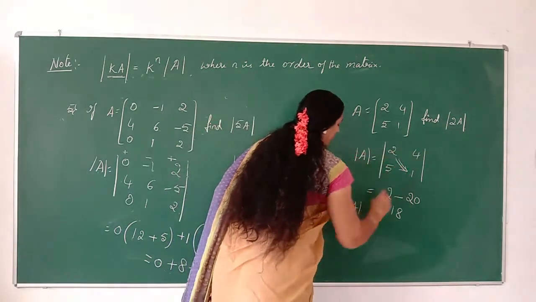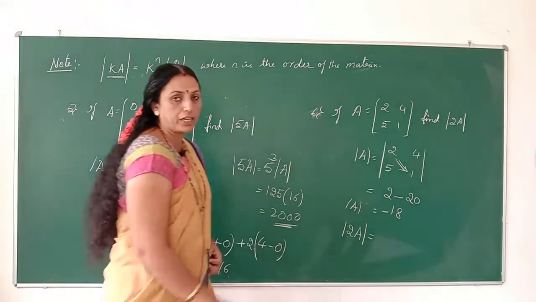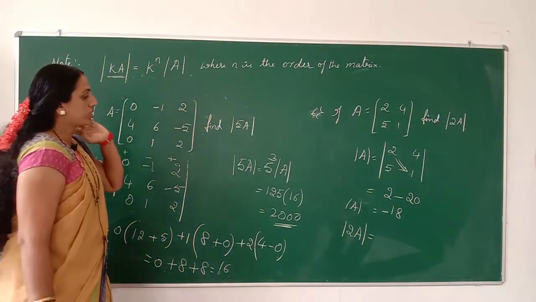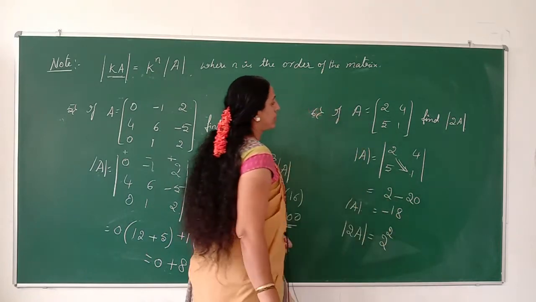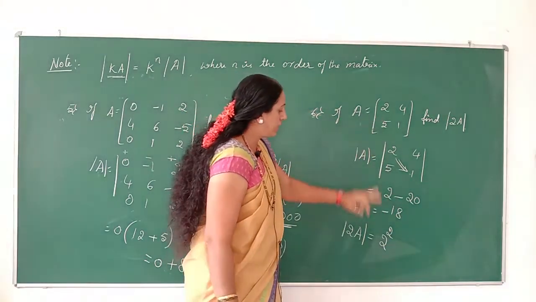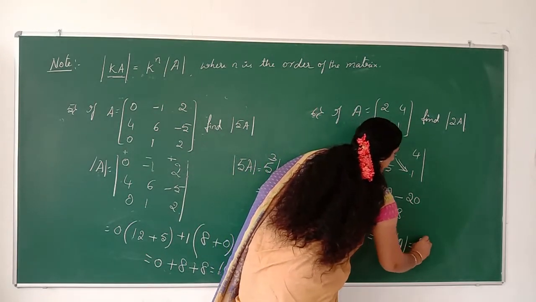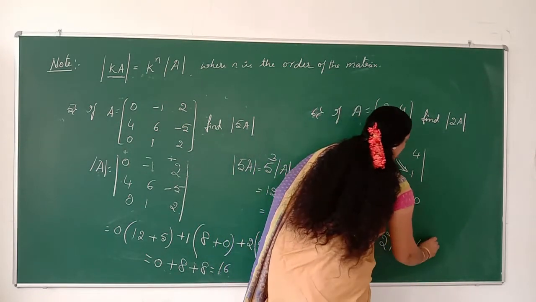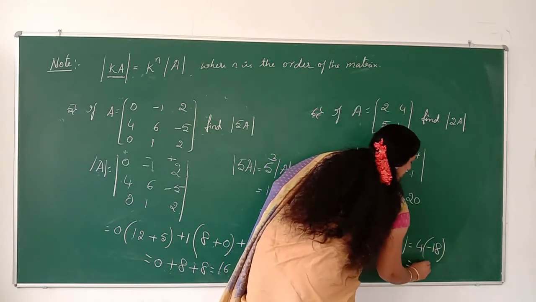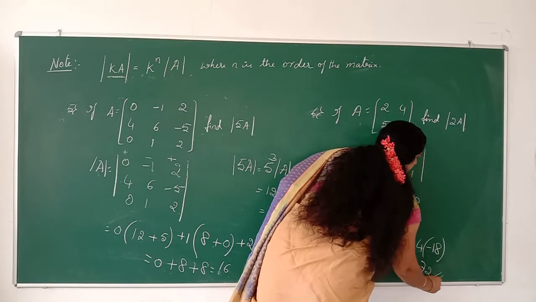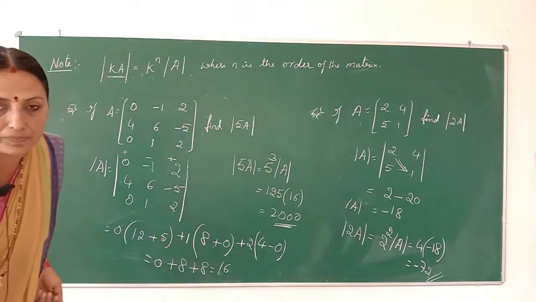Then we come to the next term, the determinant of 2 into A. By using that property, it can be written as 2 power of 2, where 2 is the order of the matrix. So 2 power of 2 into the determinant of A. 2 power of 2 is 4 into minus 18. After that, the multiplication gives minus 72. That is the value of 2 into the determinant of A. We'll see.